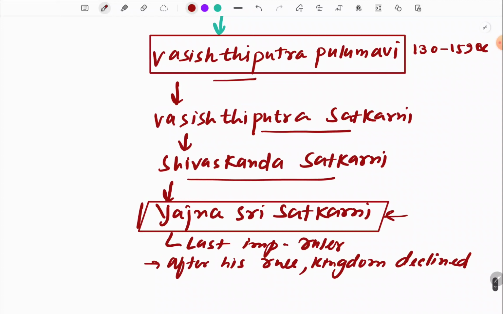So this was it about the Satvana dynasty. The other lectures related to the Satvana dynasty, the economy, the other political conditions, and the society which was present at the time of the Satvanas, I'll be bringing in a separate video.